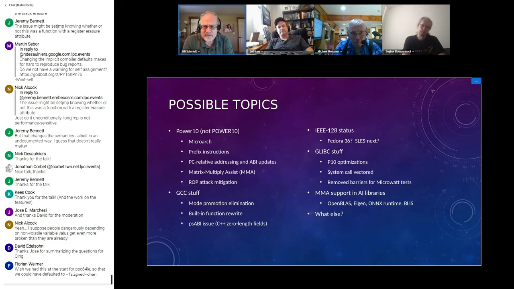Currently working on this PSABI issue that Jakob identified. There is a problem with C++ zero length fields that should not have been eliminated. The fact that they were being eliminated meant that we thought that things were homogeneous aggregates that were not homogeneous aggregates, and therefore we were passing them in floating point and vector registers, and we shouldn't have been. We're working on putting out a warning that this behavior is changing back to what the ABI says it should be, which is that we don't do that.